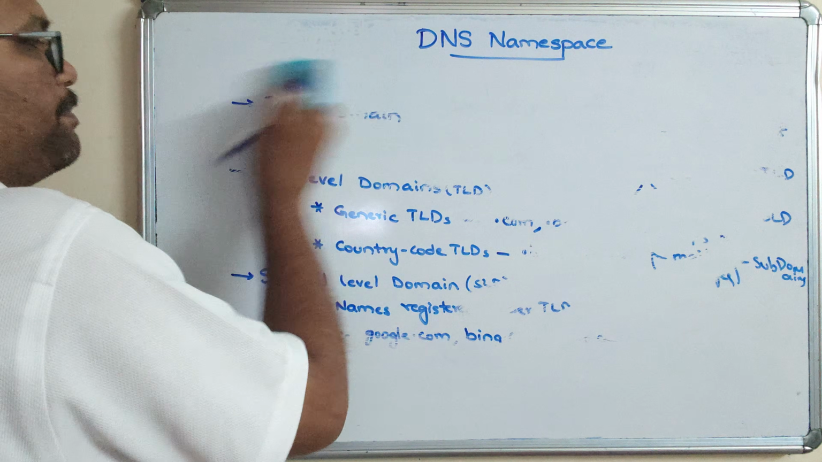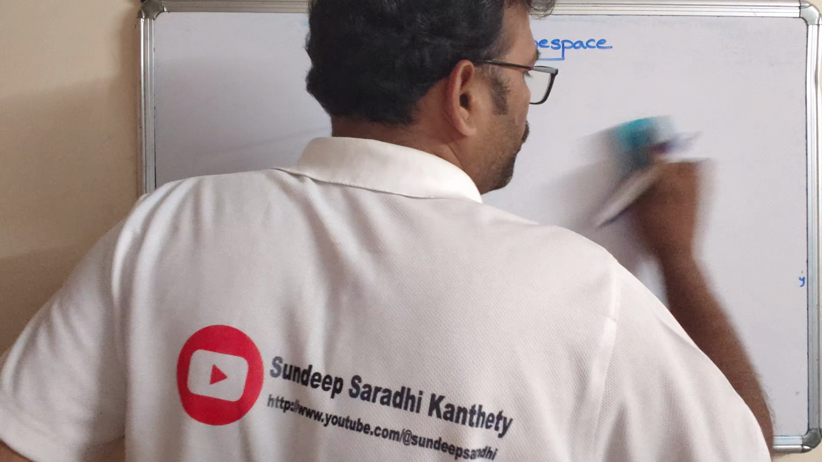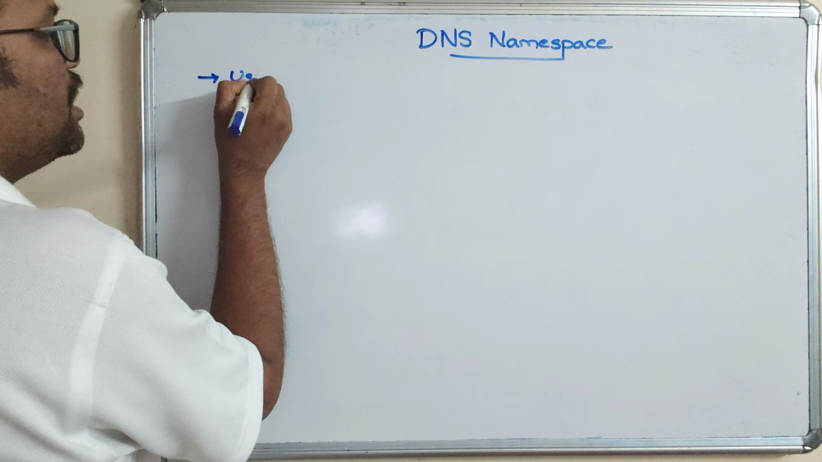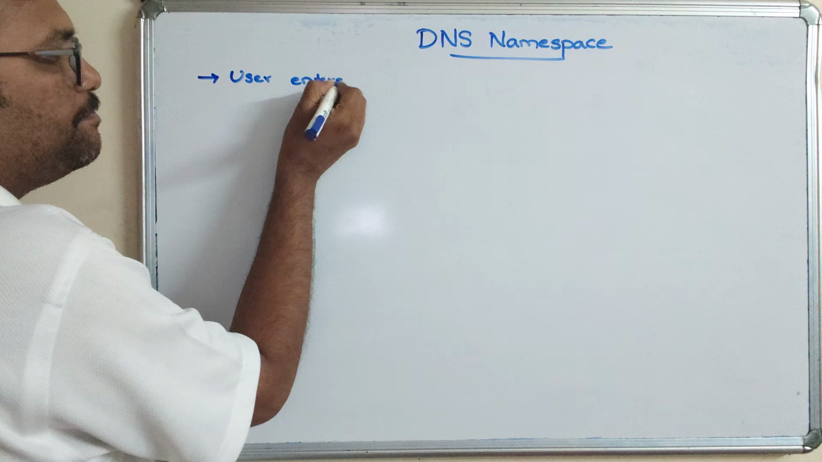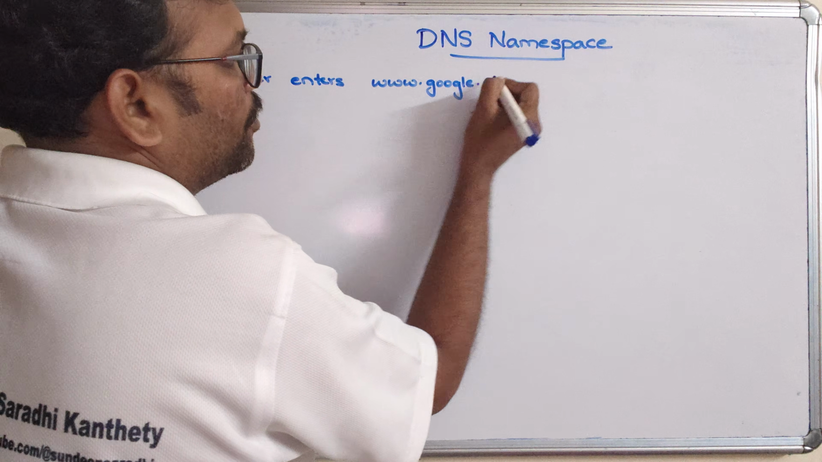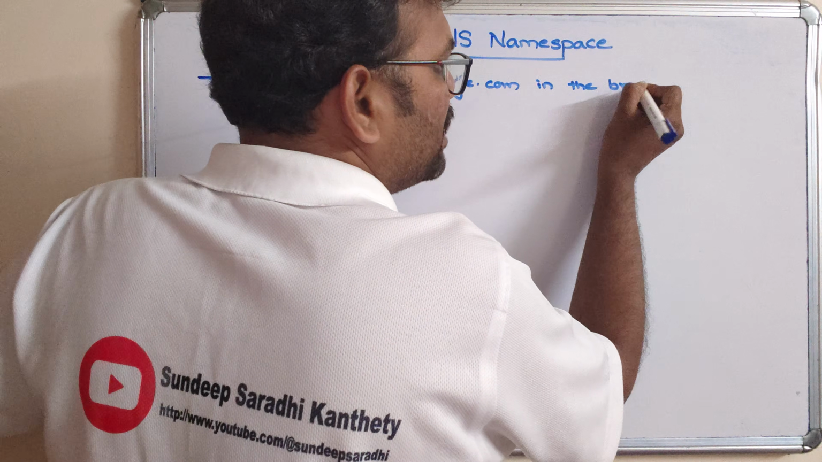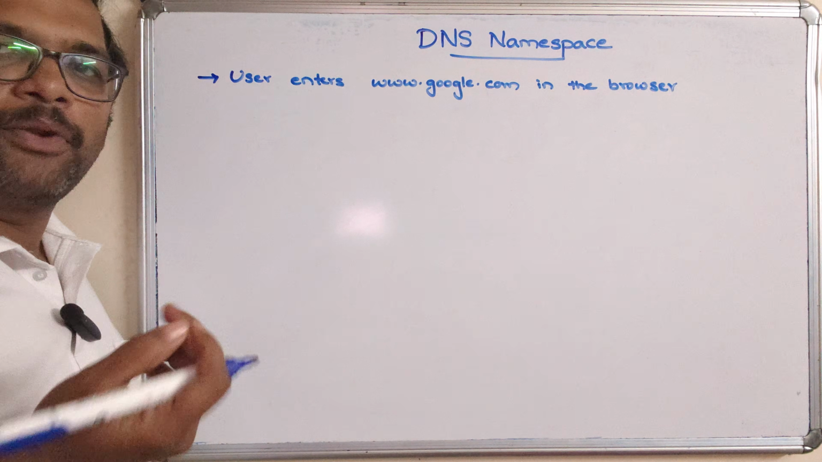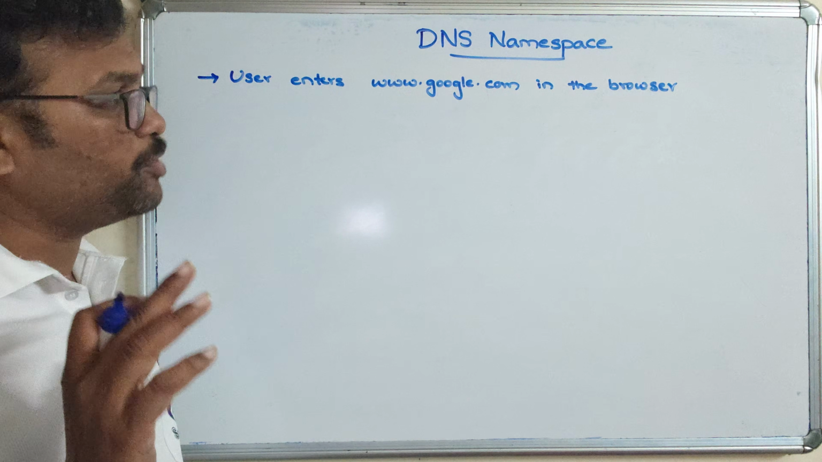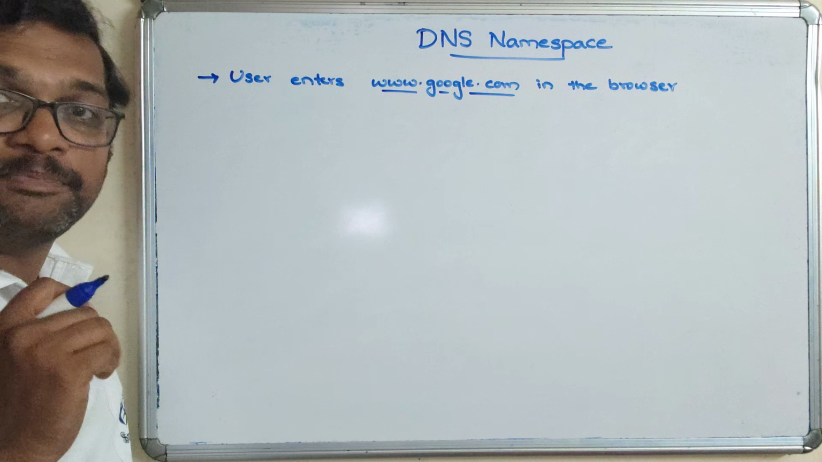So let us see step by step how it happens. It is a very simple and important thing. So the first step: the user enters the website in the browser. If you want to access the internet, we know there must be a browser. It can be Chrome or Edge or Safari or any kind of web browser, right? So first the user enters this particular website.